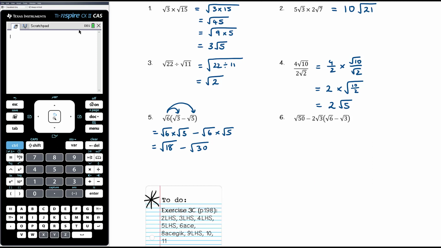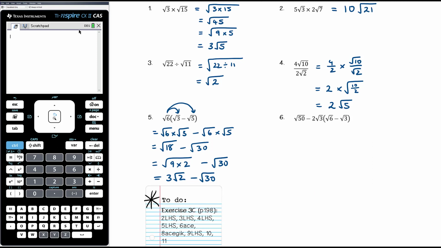Okay, root 18 is not in simplest form because 18 is 9 times 2. For 30, square numbers: 4 doesn't go into 30 a whole number of times, nor does 9, nor does 16, nor does 25. 36 is bigger than 30. So root 30 is in simplest form. We're just going to leave that as root 30. Root 18 is root 9 times root 2, and so it is 3 root 2 take away root 30. That's as simple as we can get that. They're not like surds and they won't collect together.